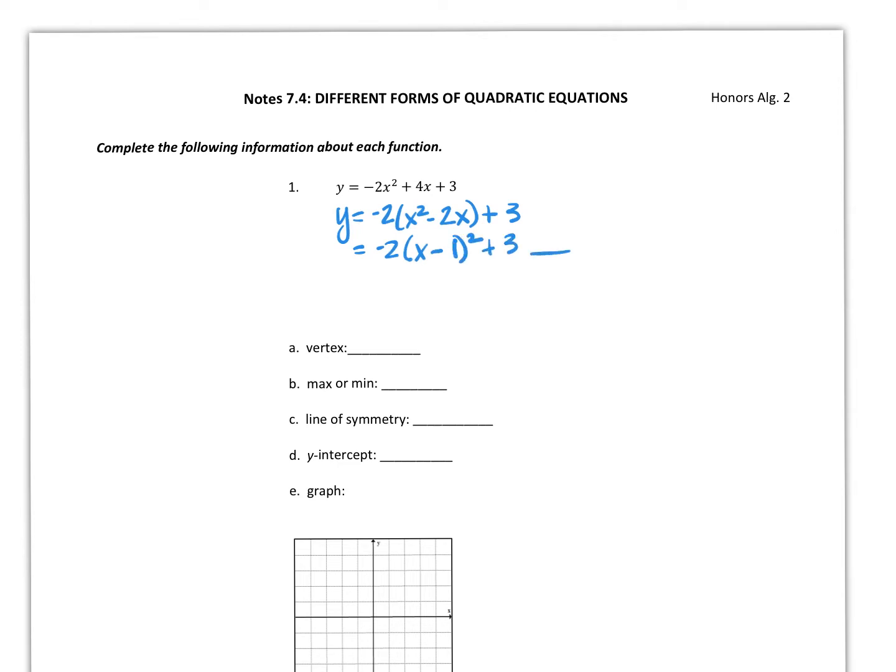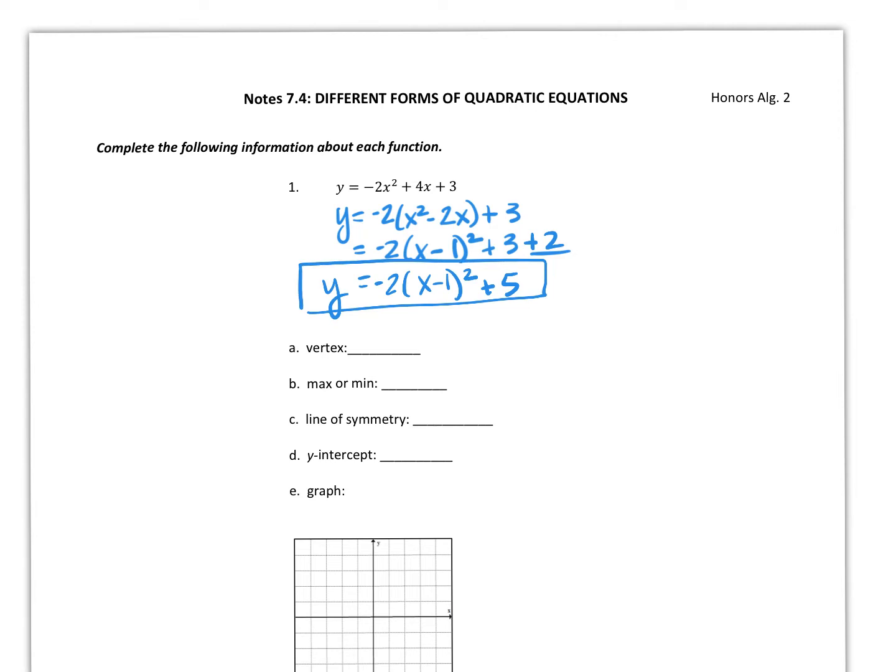Now I have to add something in here to balance out what I've just added. So remember what we did. In this case, the negative 1 squared is 1 multiplied times negative 2. That means I added a negative 2. So to balance that, I need to add 2 right here. All right, now let's clean this up. So I have y equals negative 2 times x minus 1 squared plus 5. Now we're in vertex form.